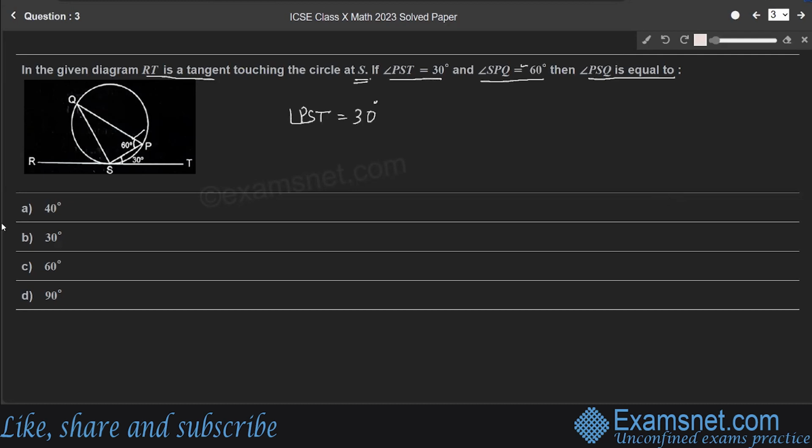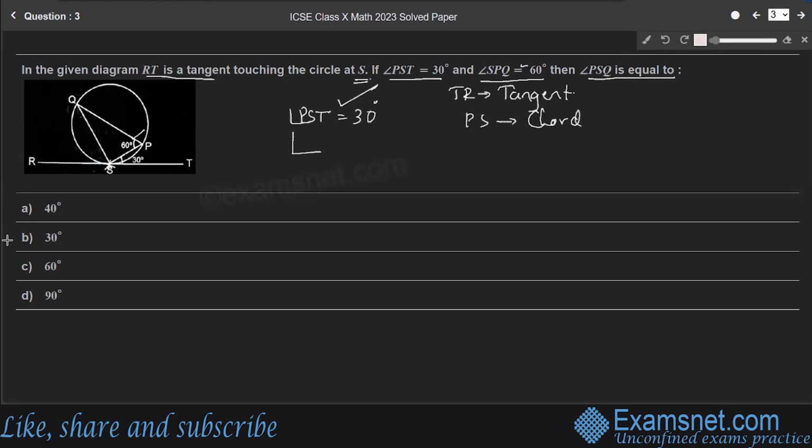Here angle PST is nothing but the angle formed between the tangent and the chord through the point of contact of the tangent, right? So the tangent is TR. Chord is PS. PS is the chord through the point of contact of the tangent, formed at S, which is 30 degrees. So angle PST is 30 degrees.